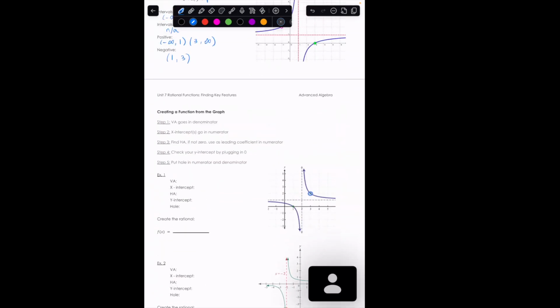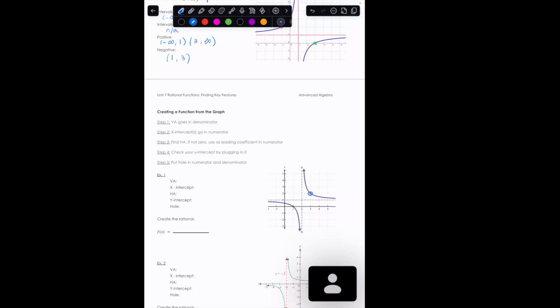So on this one, I'm going to do example 1, and then I'm going to have you guys do example 2, and we're going to work backwards. So we are going the opposite way on this. First thing, we're going to look at this graph and see if we can create the function from the given graph. All right.